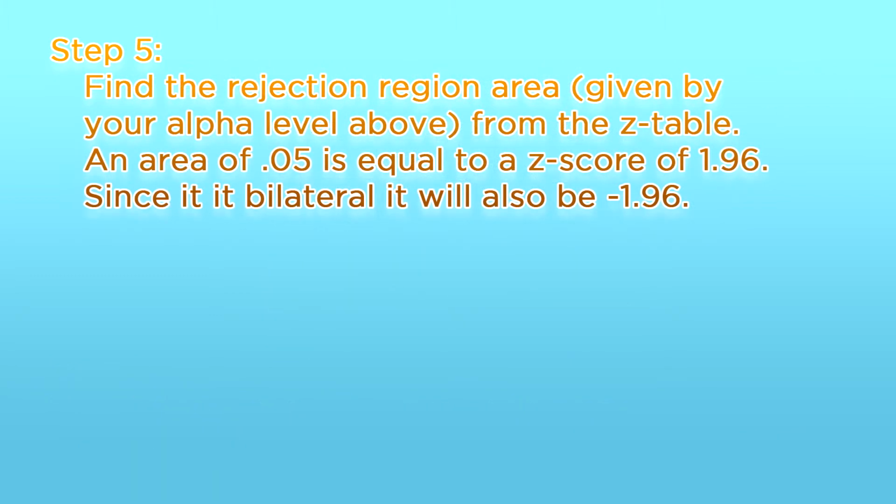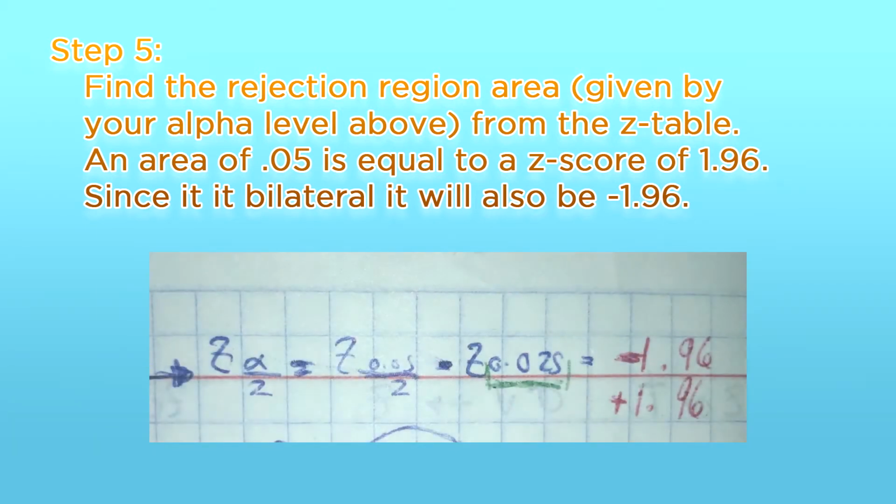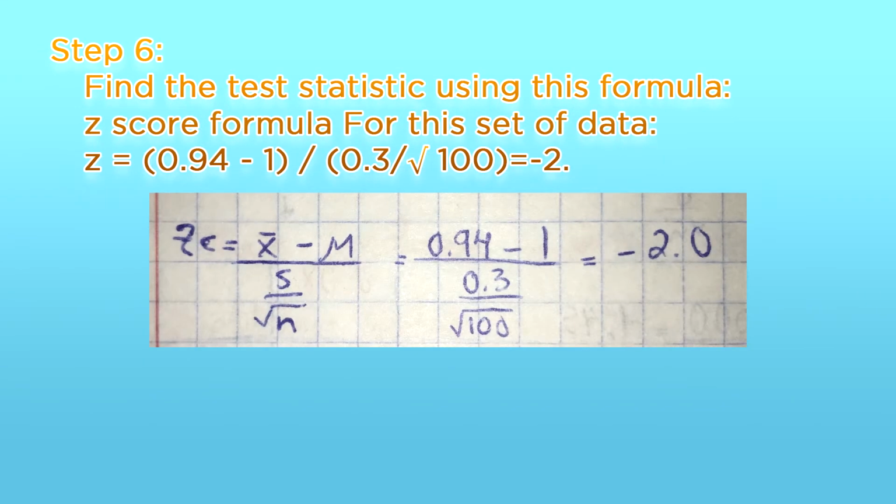The 5th step is to find the rejection area given by your alpha level above from the Z table. An area of 0.05 is equal to a Z score of 1.96. That's done by using a formula that will be written on the screen, and the answer to this is a Z score of 1.96, and since it is bilateral, it will also be minus 1.96. Then we will find the test statistic using the formula for the set of data, which will be written on the screen, and the answer to that is minus 2.